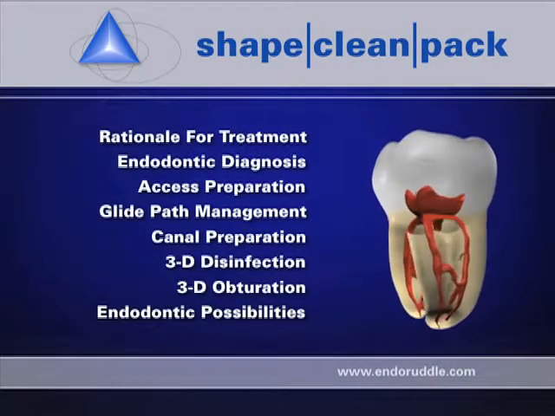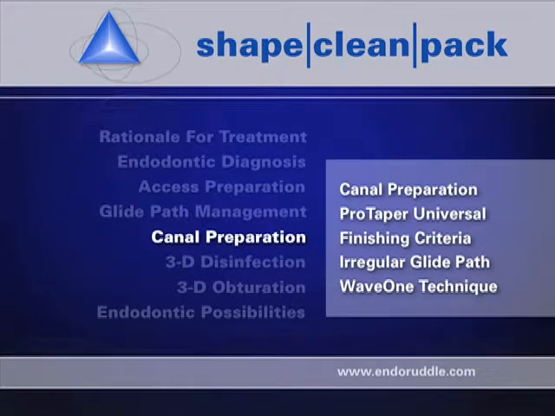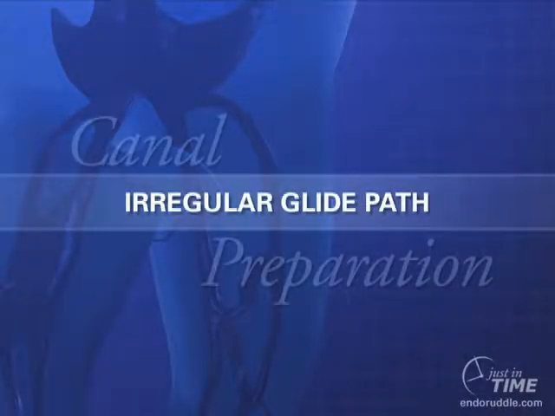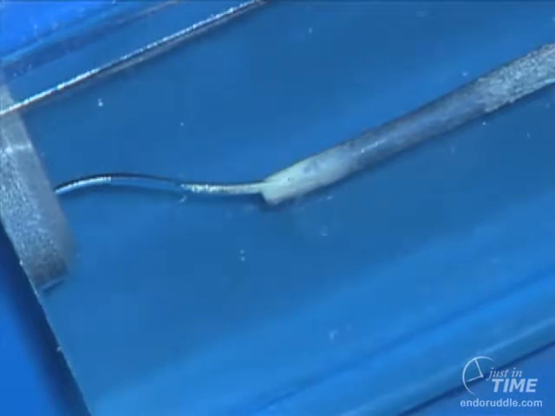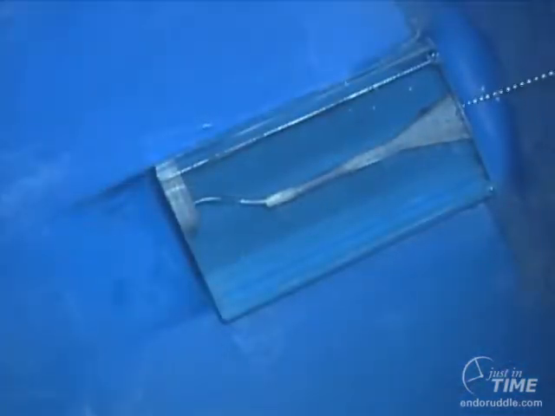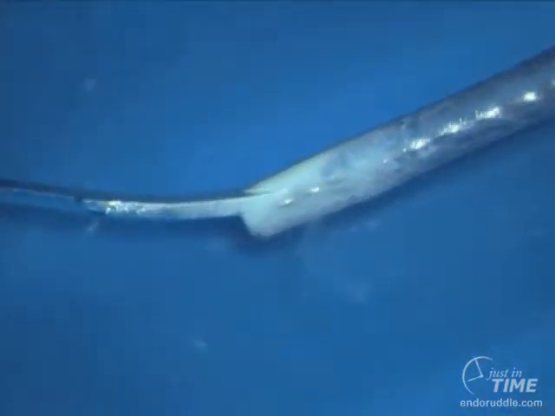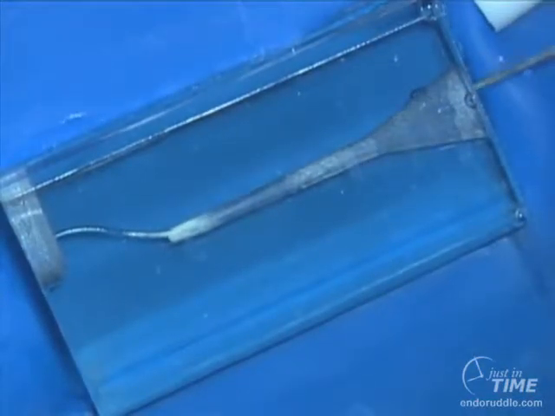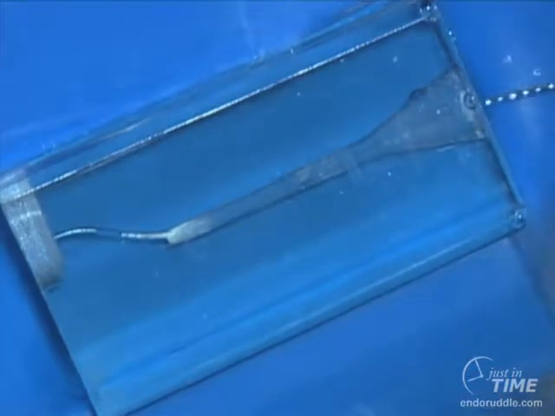Today, I want to talk to you about canal preparation, and specifically, I'd like to talk to you about those instances when you have an irregular glide path. When we have an irregular glide path, like in this simulated plastic block, you can see that we have probably a couple choices. In some cases, we can negotiate apical to the block, and we might be able then to shape that and completely buff out or eliminate a small ledge.